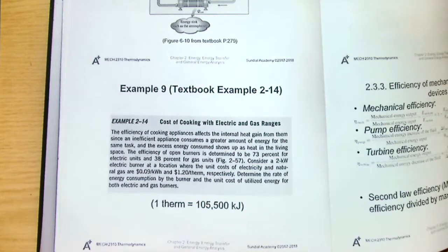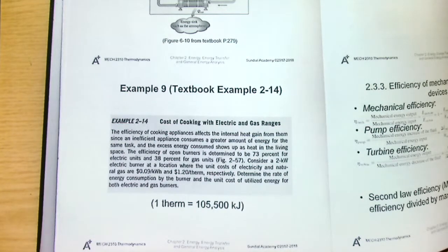And you should have an idea that if the efficiency is lower, then you should have a greater input to have the same output, as defined in the definition of efficiency. And the excess energy consumed will show up as heat in the living space. All of them will be dissipated as heat and other kinds of energy losses. The efficiency of open burners is determined to be 73% for electric units and 38% for gas units.